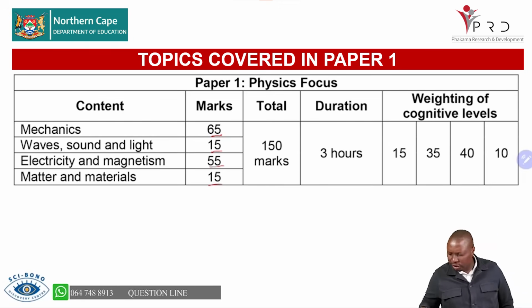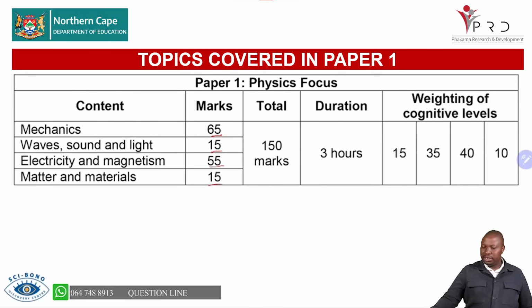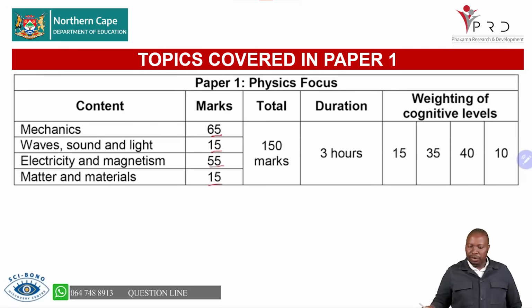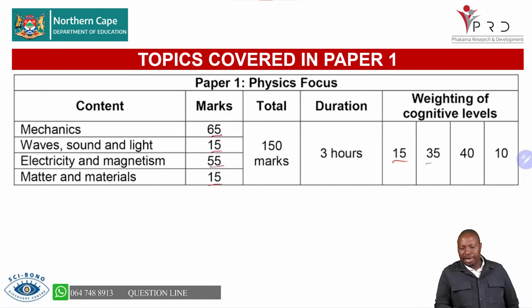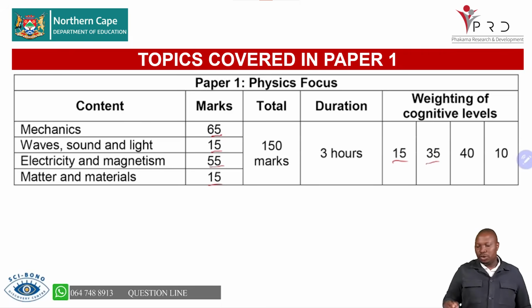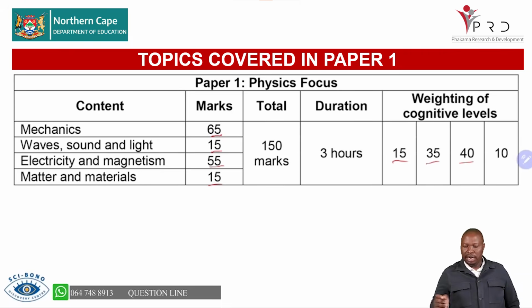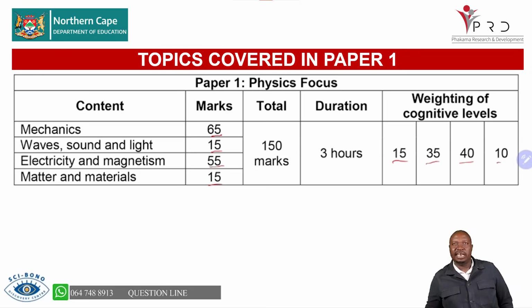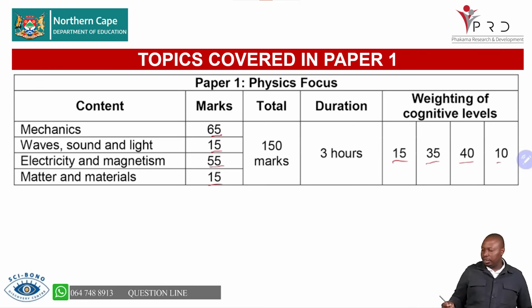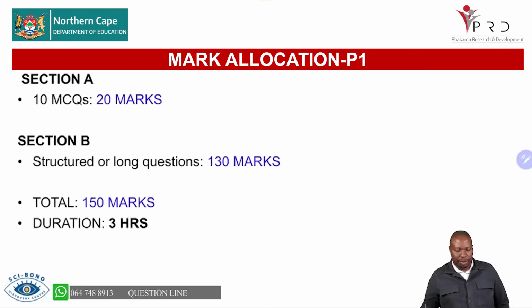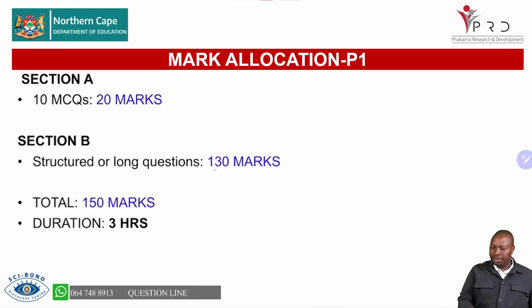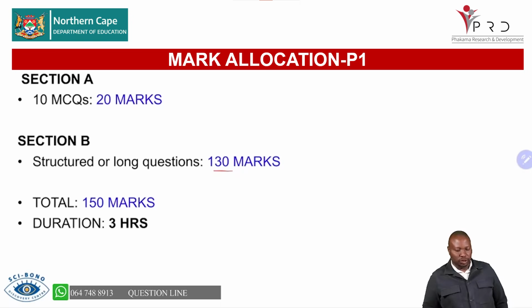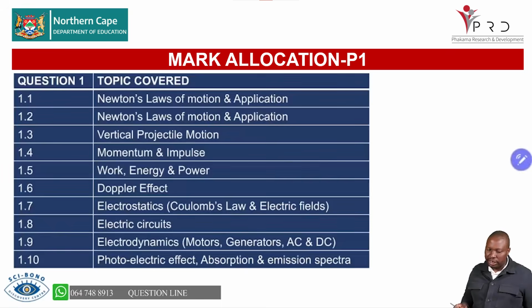And then the total is 150 marks. You'll be sitting for 3 hours. And the weighting of level 1 questions is 15 marks. You have your comprehension, your understanding, and then you have your analysis with 40, and your evaluation questions, which is 10% of the paper. So that is what you are expecting when you write your paper 1. It's still 10 multiple choice questions, which is 20 marks. And structured questions, you'll get 130 marks. The total is 150 for 3 hours, as I indicated.